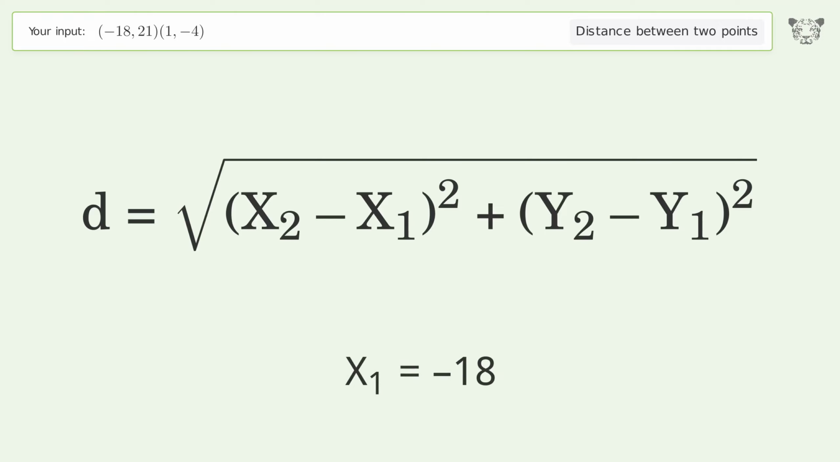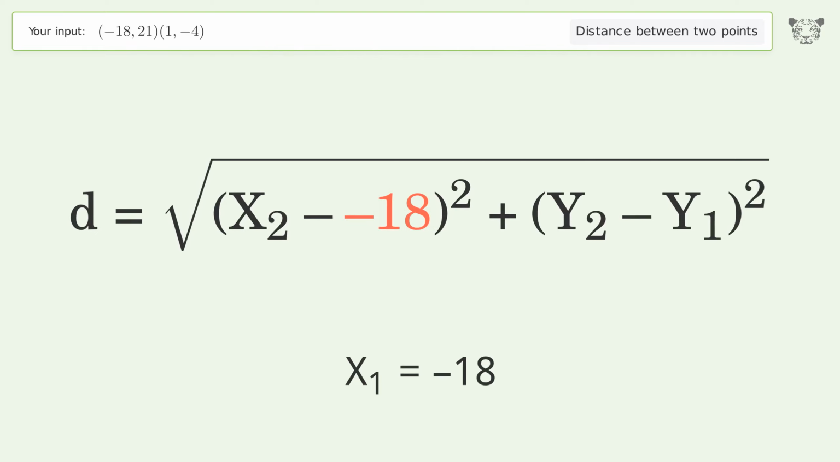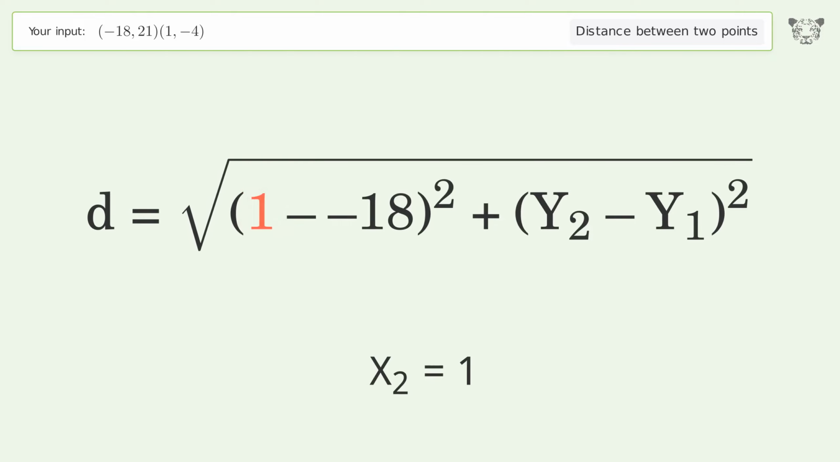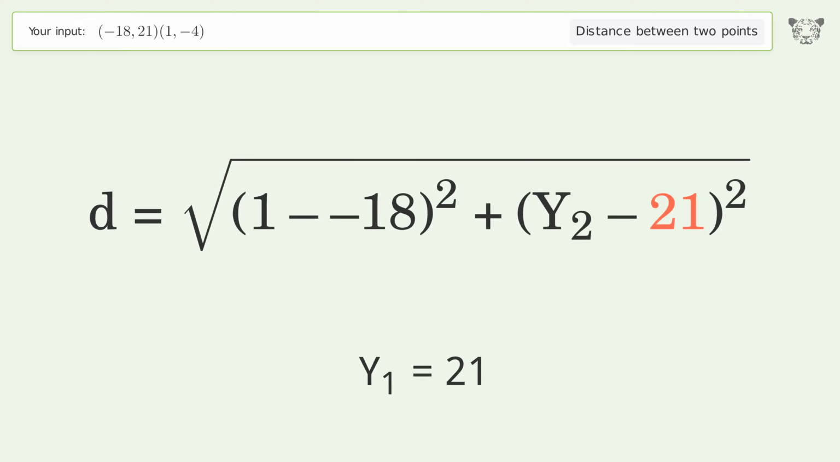x1 equals -18. x2 equals 1. y1 equals 21. y2 equals -4.